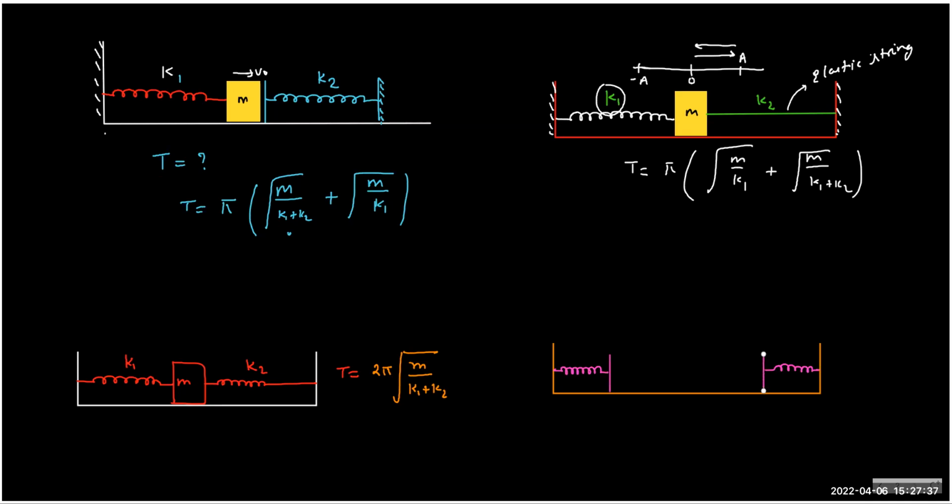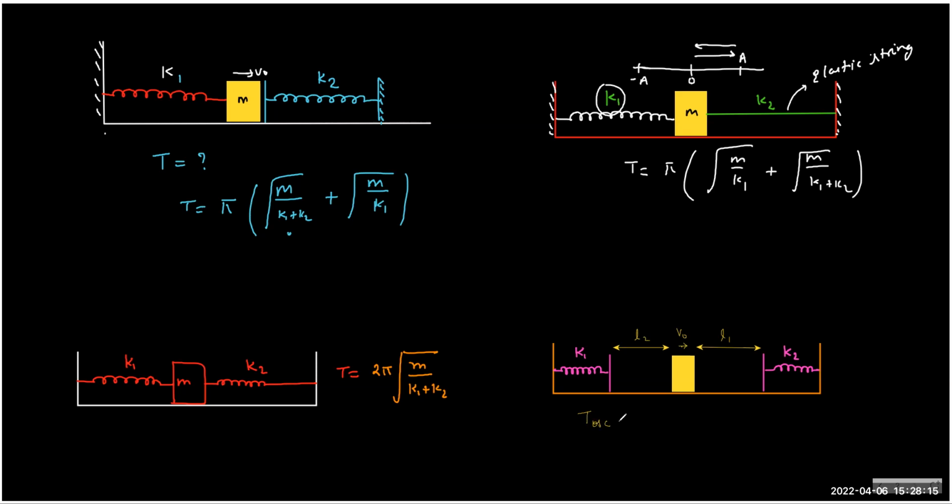You can see we have two distinct springs of spring constant K1 and K2, and there is a block. Now there is a sufficient gap, and I would like to mention the gap value. The block has been given initial velocity V naught. What we are supposed to find is the time period of oscillation.